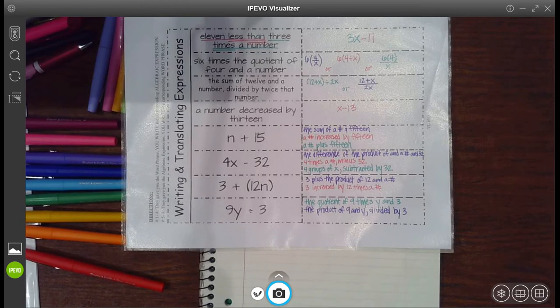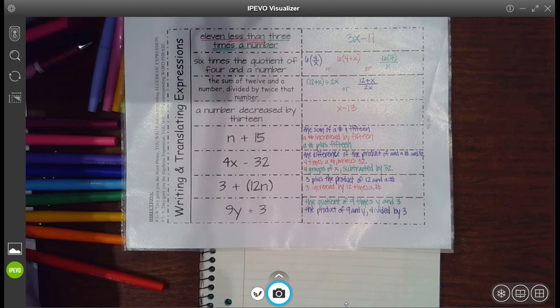And that's it. If you got all of those correct, and again, you could have worded them a little bit differently. But if you got them all correct for the most part, congratulations. Those were some pretty tricky ones.